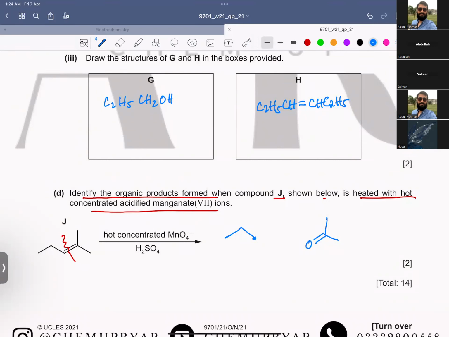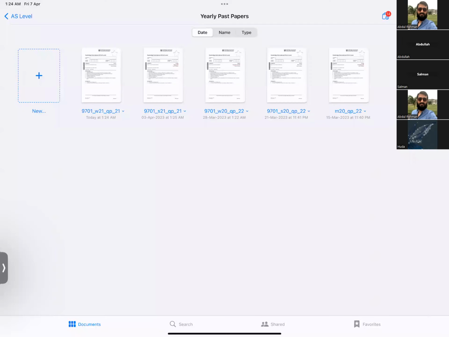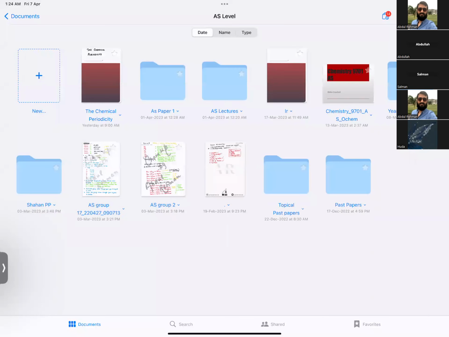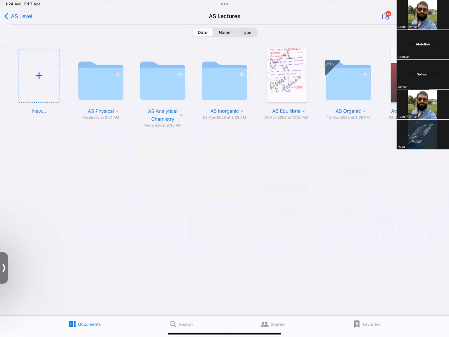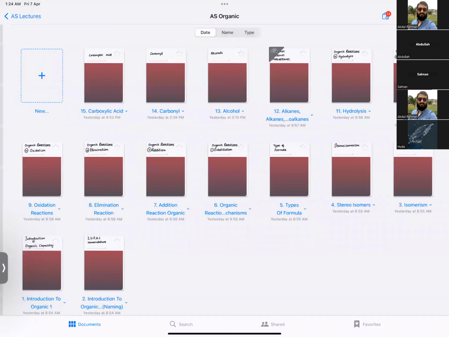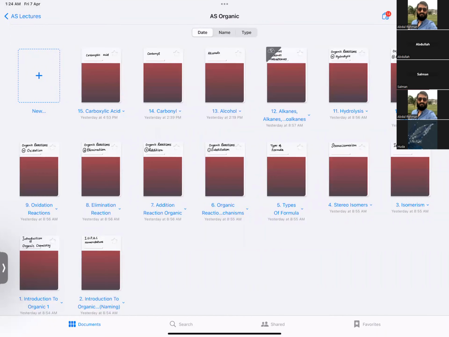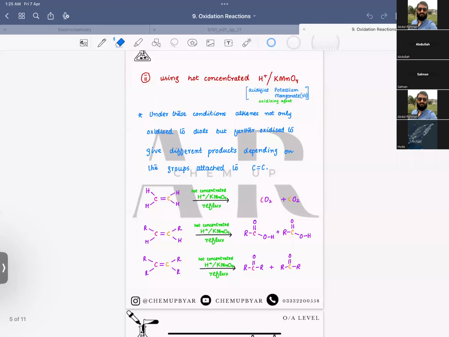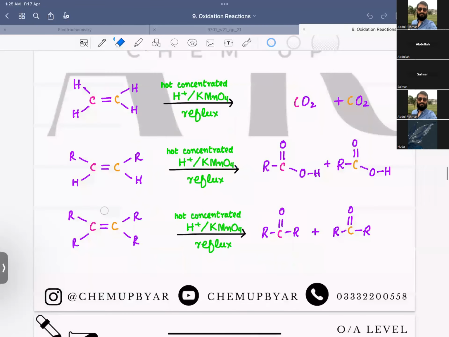Sir, how do we know it is a ketone? If you look at this carbon over here, it is the carbon. So this is oxidation, and specifically the oxidation of alkenes. Let me show you. Where is oxidation? Here it is. See, if this double bond is broken down, if you look at this yellow carbon, it has two carbon chains. So that carbon is converted into a ketone, right?